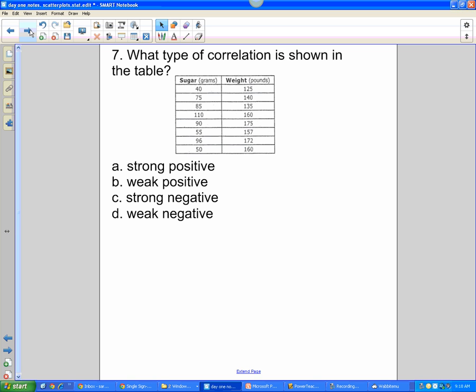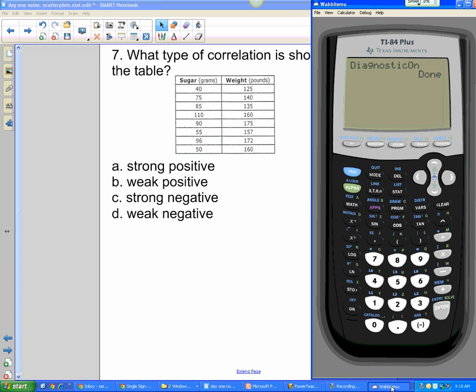Okay, what type of correlation is shown in the table? So the first thing you have to do is you have to put them in stat. So you're going to go to stat on your calculator. Everybody do it with me. Press stat on your calculator. And you're going to press enter. And I'm going to go ahead and clear these out. So I would go up to that and highlight it and press clear, enter. Go over to the other one, press clear, enter.